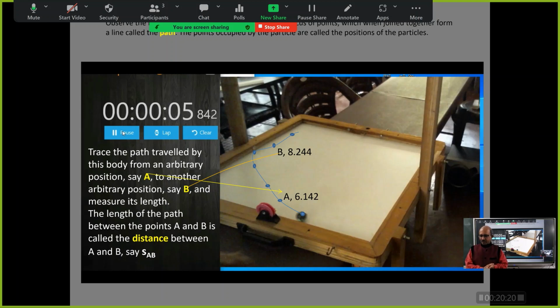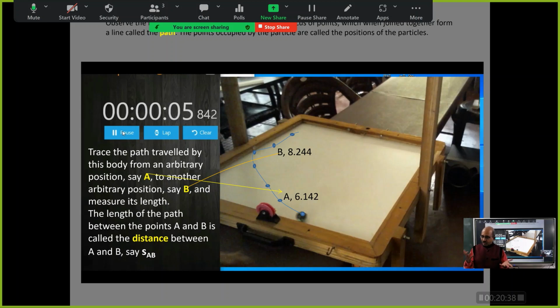What is the other method? Okay, Rushil, tell loudly. You can take a thread, and measure from point A to point B. How will you take a thread and measure from A to B? You should keep the thread along the path.